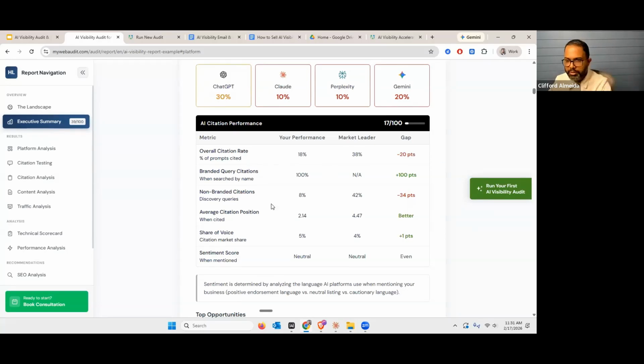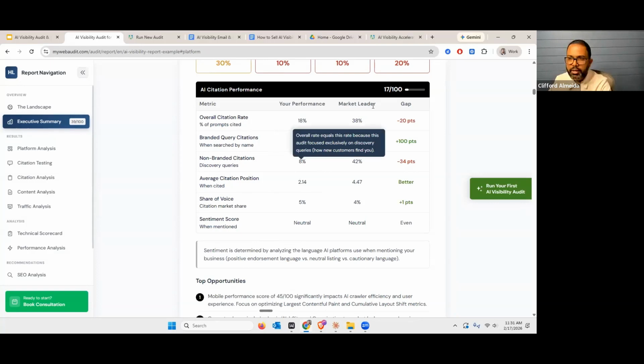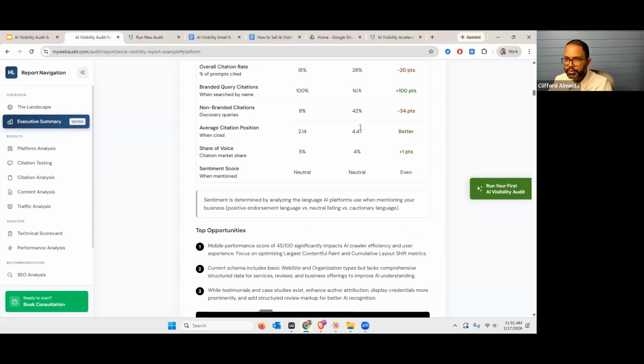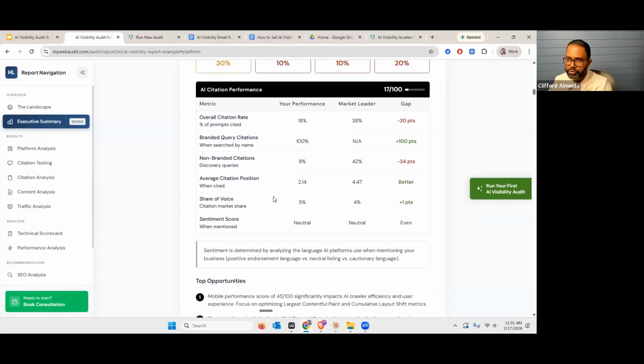When it comes to branded query citations, how many of them show mine? This is off now because we were looking for branded queries, non-branded citations. This is where it's showing competitively. I'm losing when people aren't looking for my brand, but my services. 42% of the market share is going to a market leader.